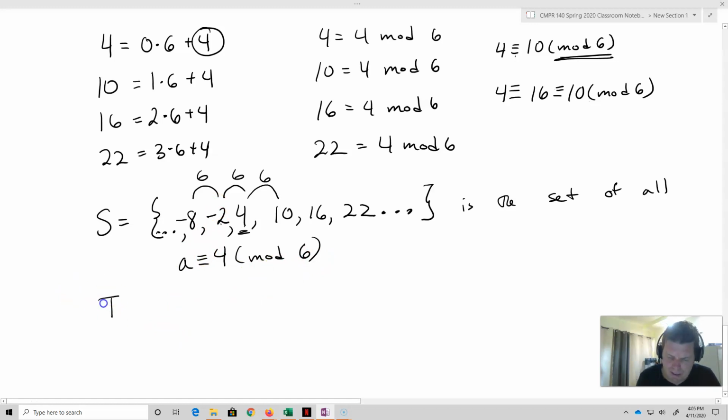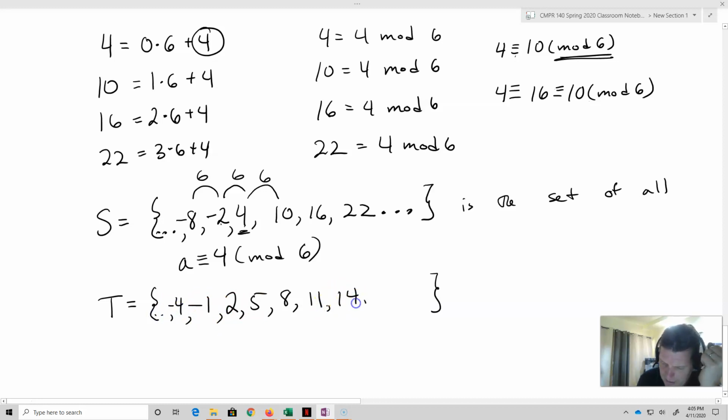Let's choose another set, we'll call it T, okay? And let's say, for example, in this case, right? Maybe we'll take a look at the set and we'll say, oh, well, what is that congruent to? Let's start out, it's 2, and then 5, and then 8, 11, okay, negative 1, negative 4, 14. All right. Well, if I look here, the difference here is 3. All right, I've got 3, 3, 3, 3, etc. Okay, so on and so on and so forth. 3 when I subtract, right?